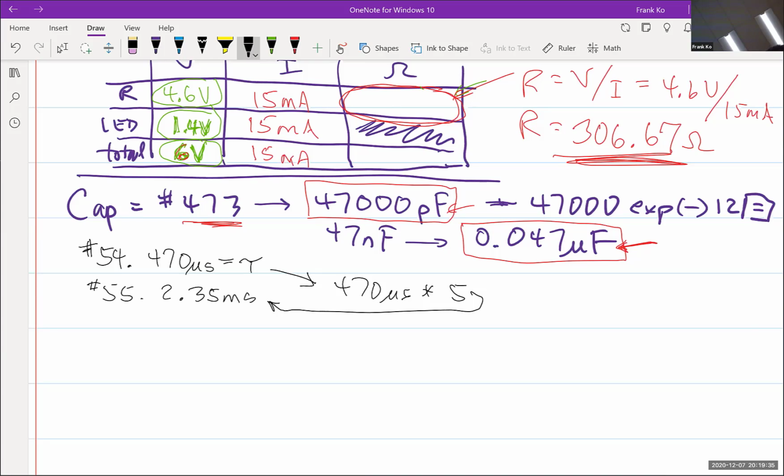So number 54 wanted us to change the capacitor in the above circuit to 0.047 microfarads, to the coded value of 473. That's why I asked that question. And that's why I'm available via Discord if you run into any issues along the way.